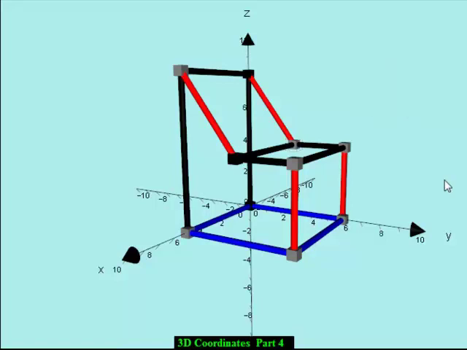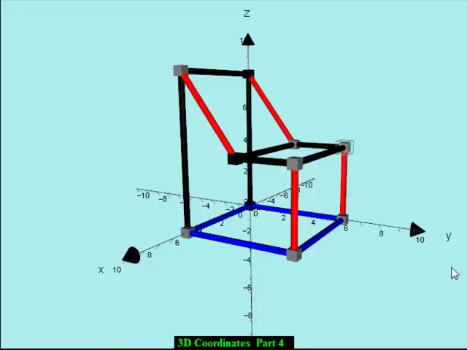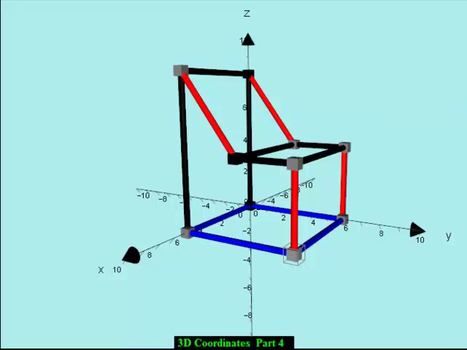The point D, this one here, is also in the YZ plane. So 0 for x, 6 for y, and z would be 4. So 0, 6, 4. The point H, this one down here, it's like a point on the floor of your room. It's 6 along the x-axis, 6 parallel to the y-axis, and 0 for the z value. And there it is. Okay?